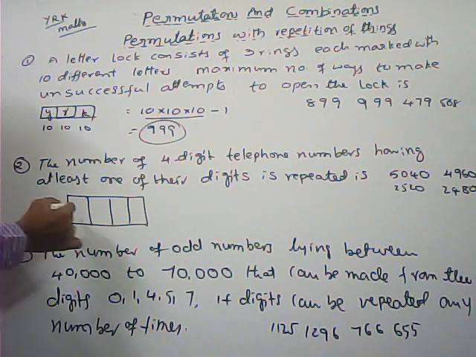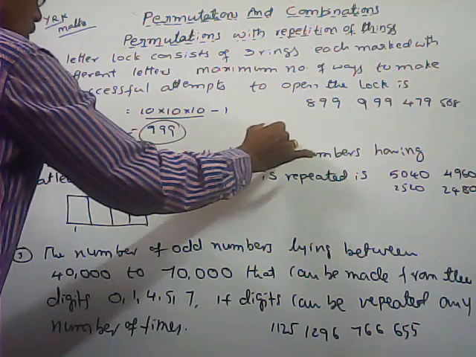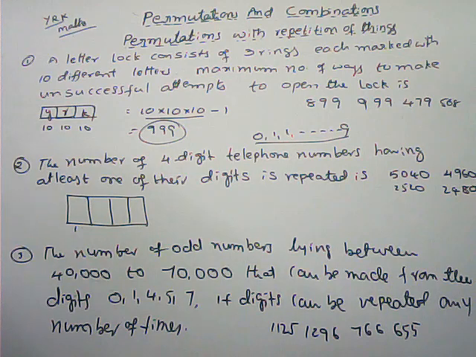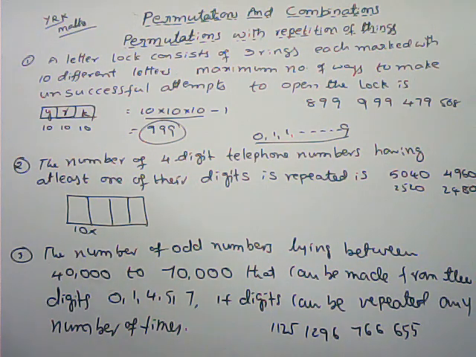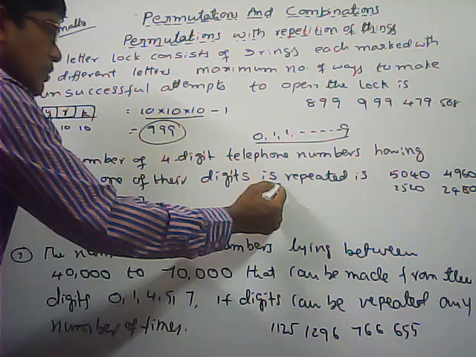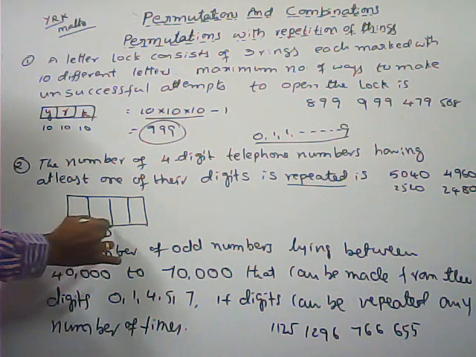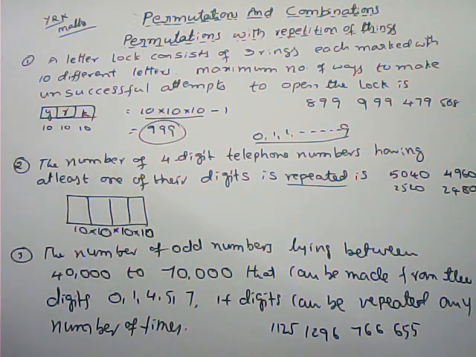Here what I am doing, this one can be filled with 0 to 9. What are the digits? 0, 1, 2, 3, and so on up to 9. Total 10 different digits are there. So in the first blank place we can keep any one of the 10 digits. Here 10 ways are there. That is not yet completed. Into. Second blank place also. Here each digit can be repeated any number of times. So here also we can keep 10 ways. Here also any one of the 10 digits, here also any one of the 10 digits. Total 10 power 4.